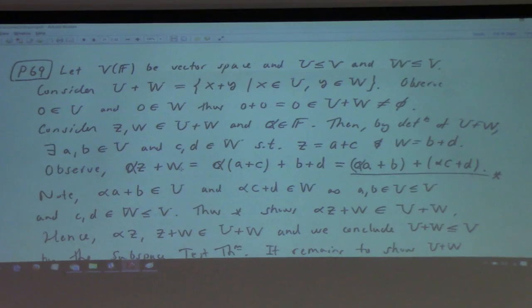My thinking is guided by what? The definition of the subspace I'm trying to prove is a subspace.